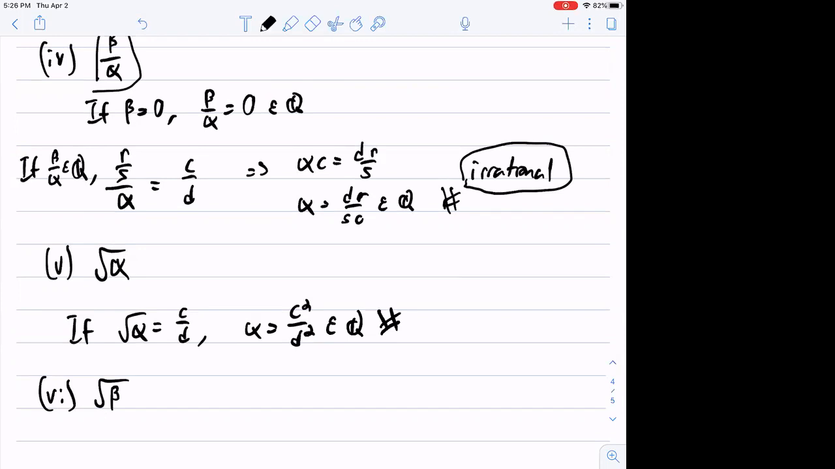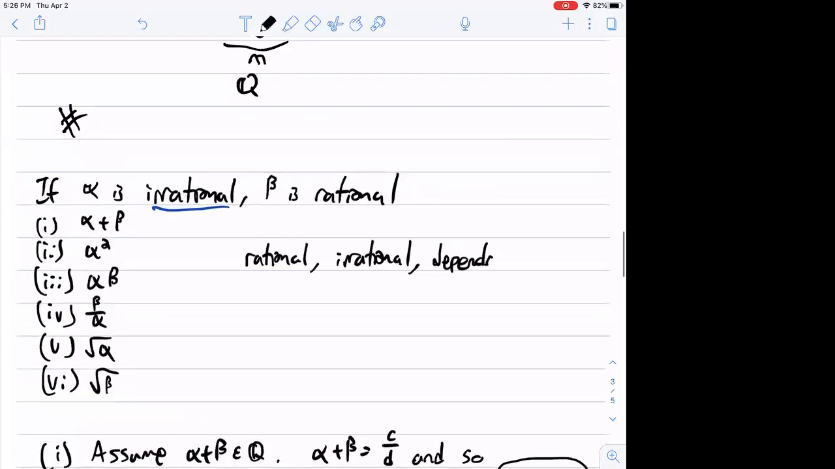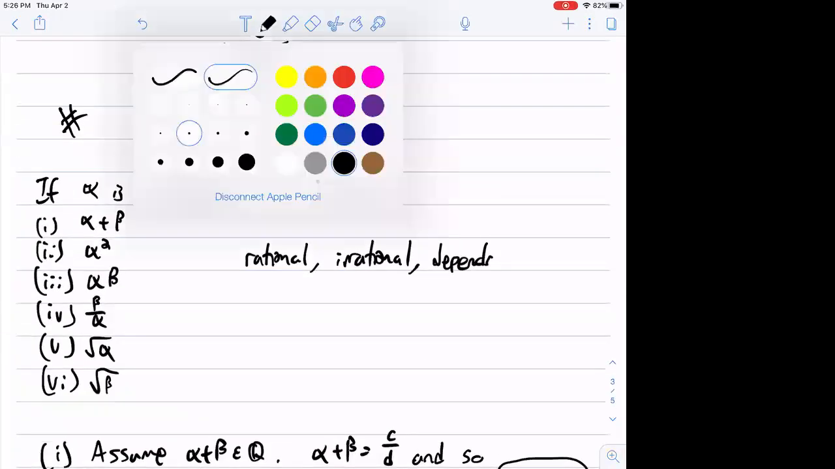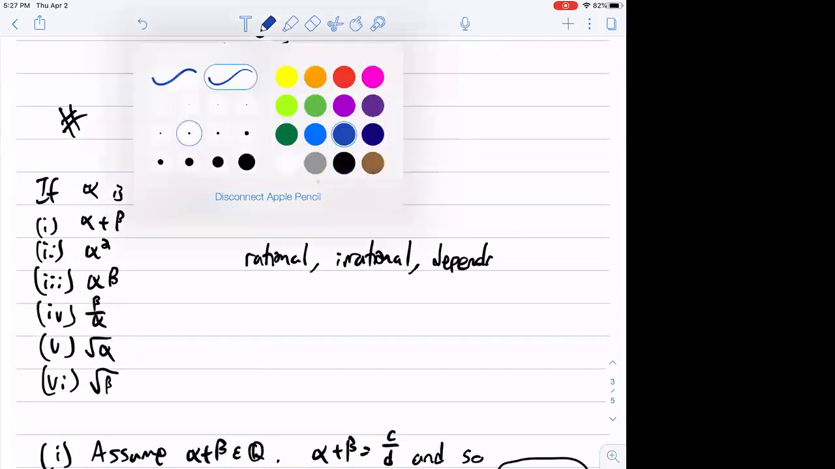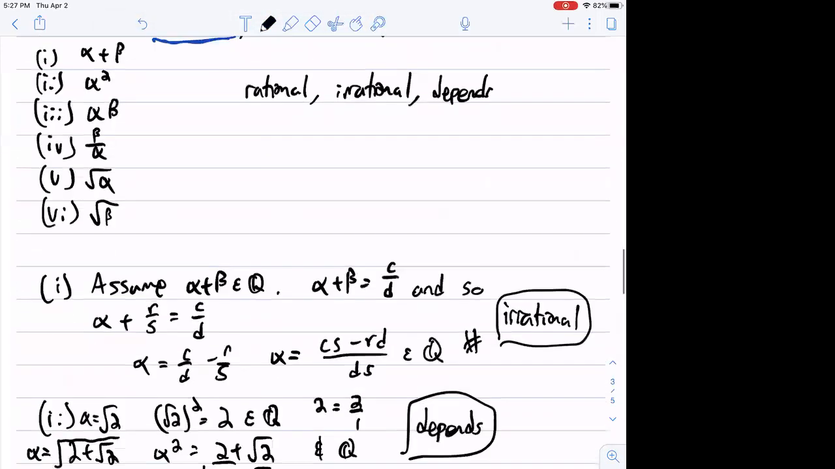Sorry, can you go back to v really quickly? And how is it a contradiction that c squared over d squared is in the rational numbers? The contradiction is alpha is in the rational. So are we assuming that it is irrational first? No, oh, I see. It's given alpha is irrational. Okay, yeah. I got you. Okay, thank you.